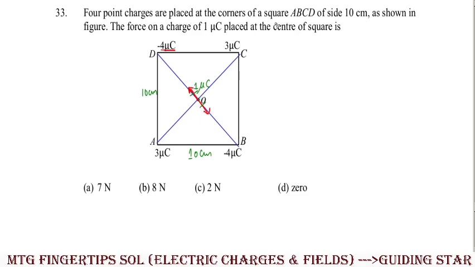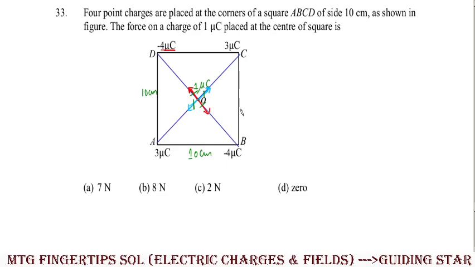Clear? Similarly, if we just look at these 3 microcoulomb charges which are present at A and C. A पर जो यहाँ पे 3 microcoulomb का charge होगा, that will repel this 1 microcoulomb charge away from it because over here like charges repel each other. Clear? And similarly here this 3 microcoulomb charge which is present at C, that will repel this 1 microcoulomb charge which is present at O away from it with some force, and these two forces will be equal in magnitude and opposite direction. That means these two forces will again cancel out each other.